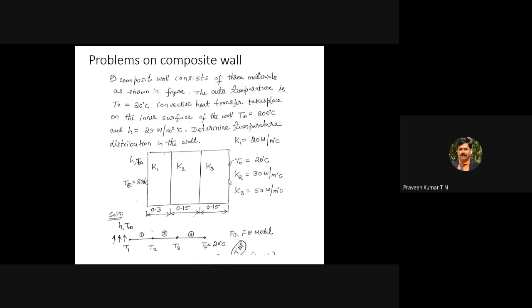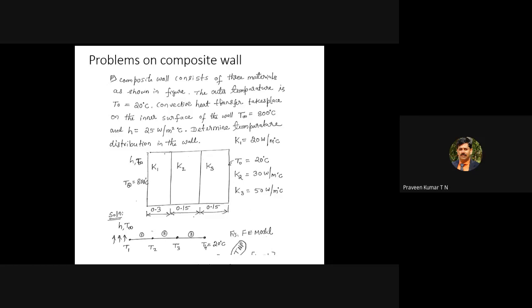So this type of problem is already solved in heat transfer also. You have done the same problem in your ANSYS lab also. We have a composite wall. It consists of three materials, and each material has K1, K2, K3.